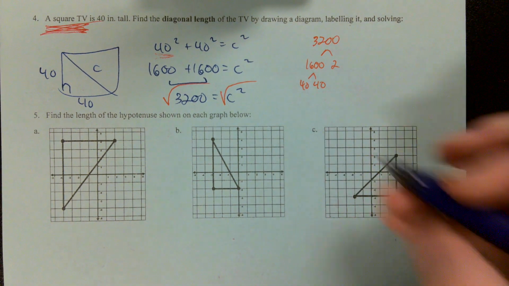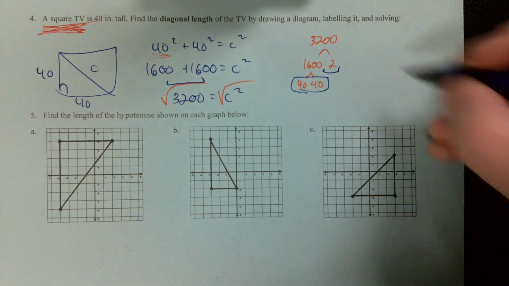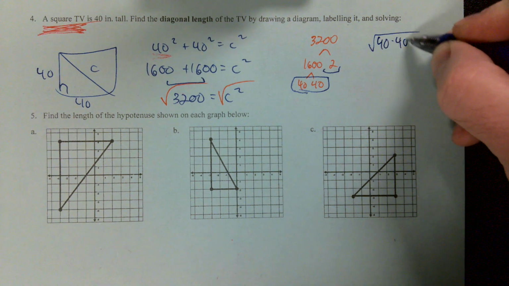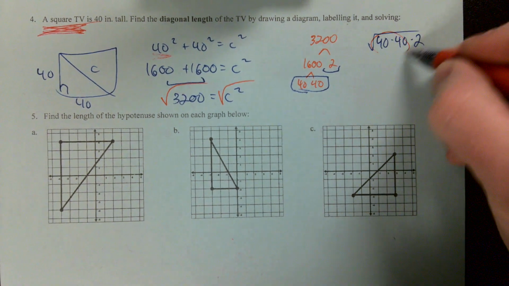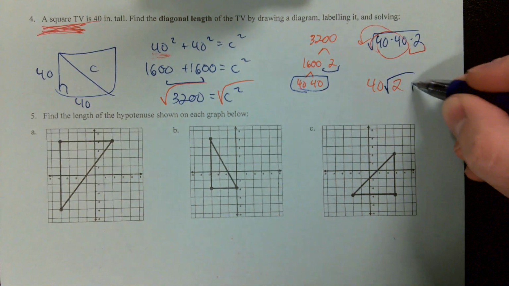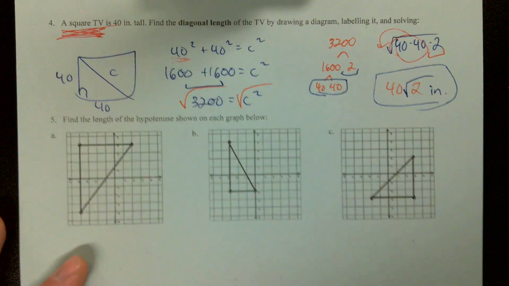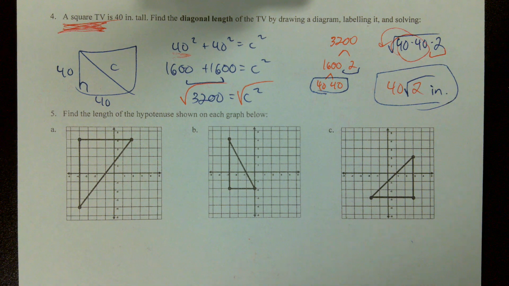I can stop right here because I have a pair of 40s and a 2 left over. 40 times 40 times 2. Group my 40s up and bring them out. 2 left over in the square root, inches on the end. All right? And that's what we get, 40 root 2. Any questions I can answer on those squares?